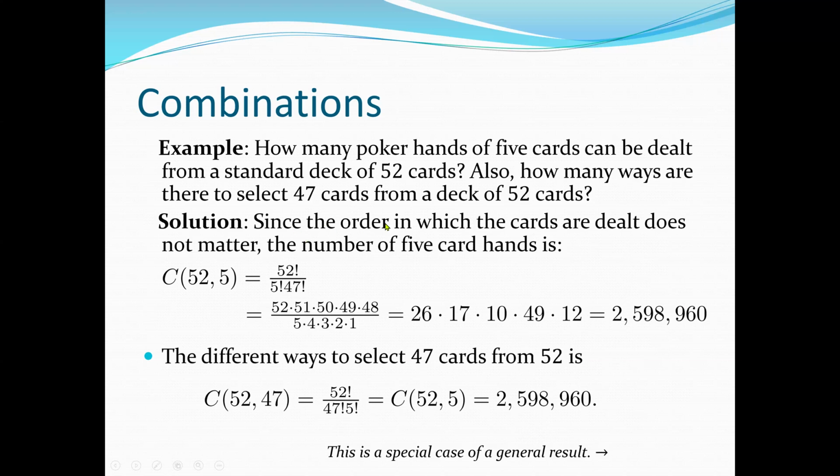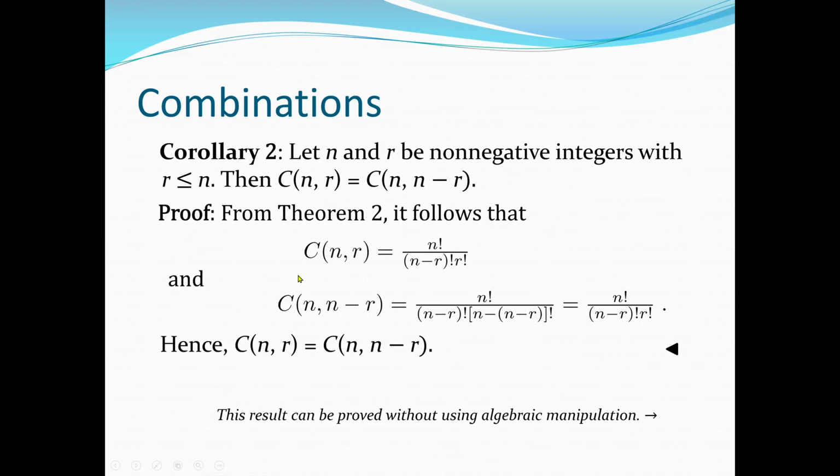And here we say, since the order in which the cards are there does not matter, the number of 5 cards at hand is as following. So we have a corollary: if N and R are non-negative integers with R less than or equal to N, then C(N, R) equals C(N, N minus R).